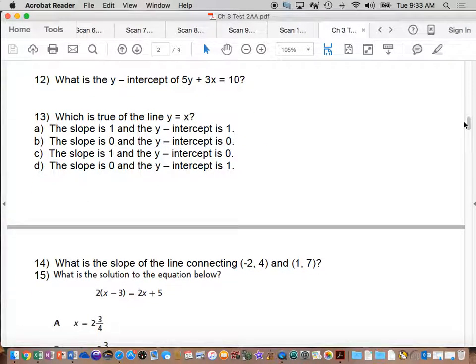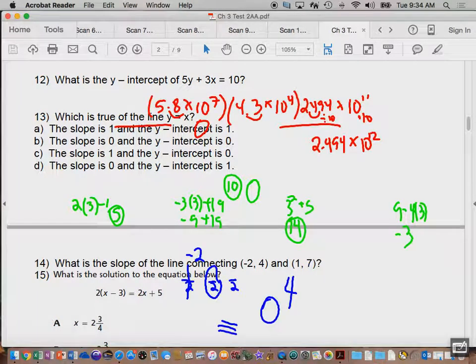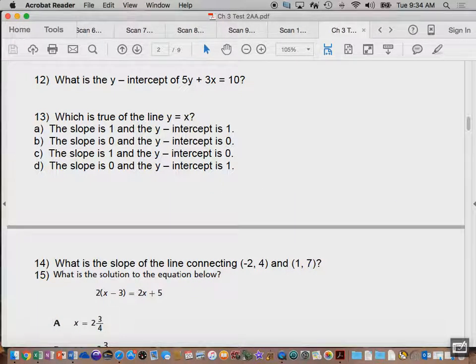Next one, what's the y-intercept here? What's the problem, guys? It's not in y equals form. So first I have to subtract the 3x, and I get 5y equals negative 3x plus 10. Remember, they go die-die. Then I have to divide by 5. So what does the y-intercept work out to be? 2, very good. 10 divided by 5, which is 2.